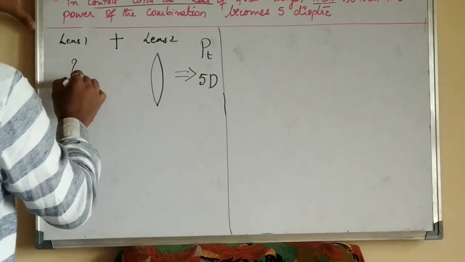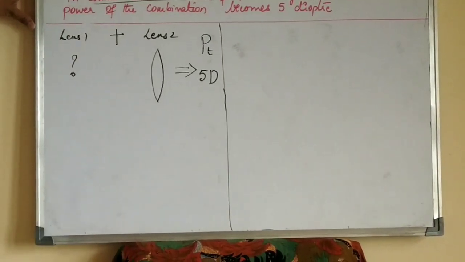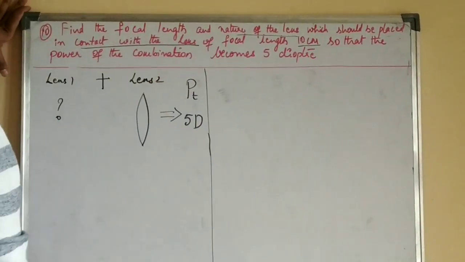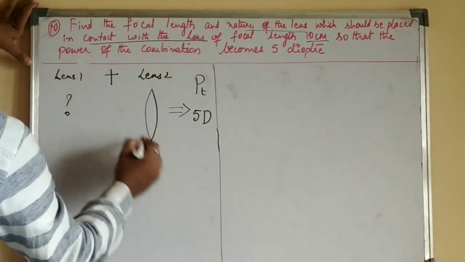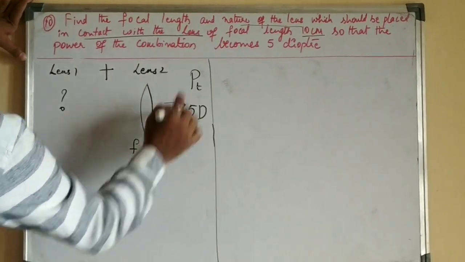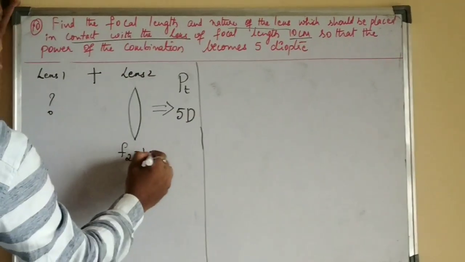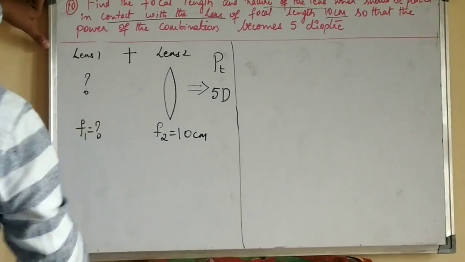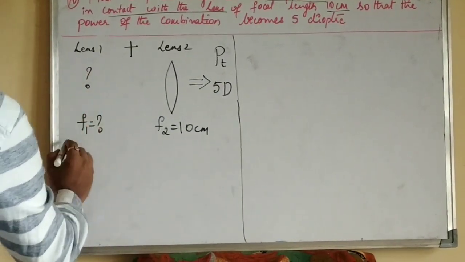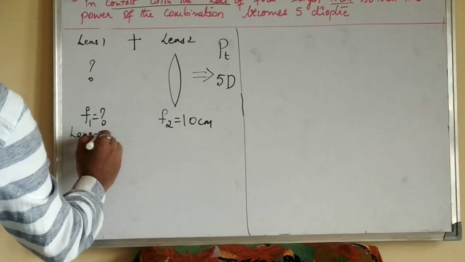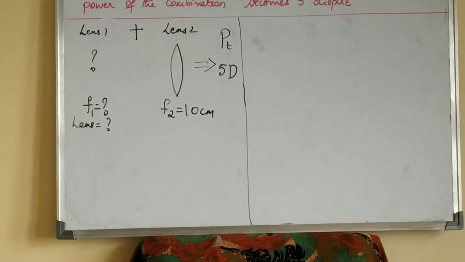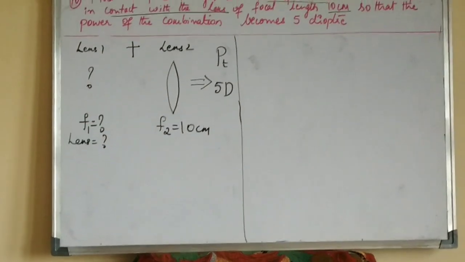We don't know what is this first lens, okay. But here the focal length of the second lens, that is the convex lens, is given, that is f2, focal length of the second lens is given. How much it is? 10 centimeter. You don't know what is the focal length of the first lens, as well as you have to find out what is that lens, whether it is concave or convex also you have to find out. Now how we have to do this problem?